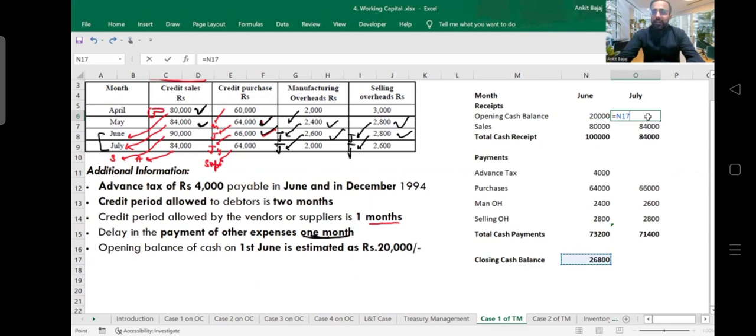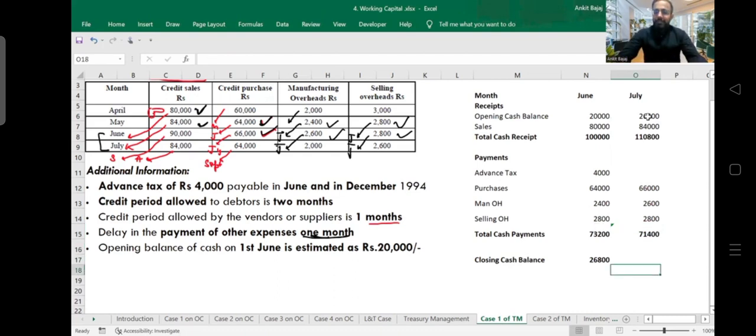Yes or no? This closing balance of June month will become the opening cash balance, and I will write down the opening cash balance. And what is going to be the total cash available for the month of July? It is going to be 1,10,800. Is it clear? And how much do you have to pay in the month of July? You have to pay 71,400 rupees.